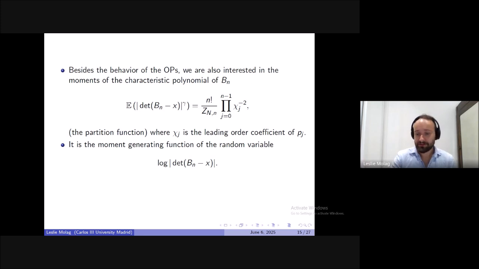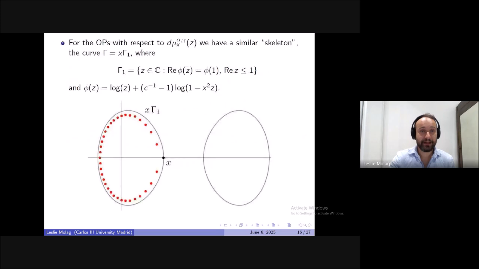Okay, I already said this before for the Geneva ensemble. So this has the interpretation of the moment generating function of this random variable, which we want to understand. We want to prove some central limit theorem for this object. So let's first look at the orthogonal polynomials.